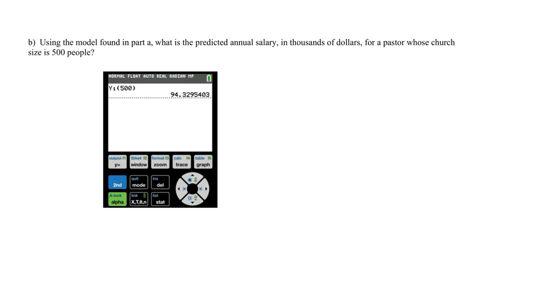So we could write our answer like this. The function evaluated at 500 is equal to 94.3295. And that's in thousands, so that'd be $94,329.50. But this is good right here.